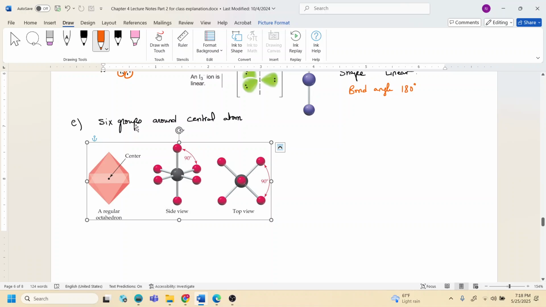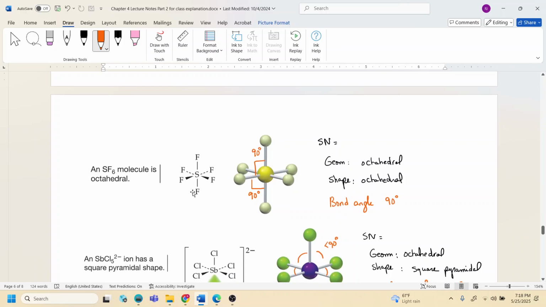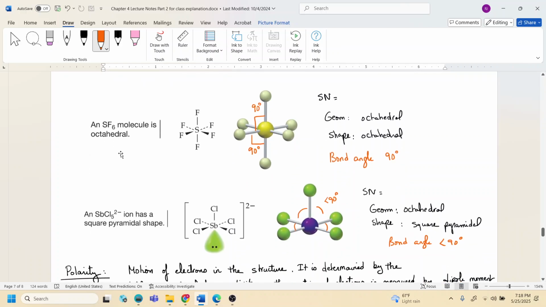Now for the six groups around the central atom. So you have your central atom, you have six groups around it. So this is going to be an octahedral shape and octahedral geometry if there are no lone pairs on the central atom. The bond angle is going to be 90 degrees. So let's have an example of this. For example, SF6. We did this before.